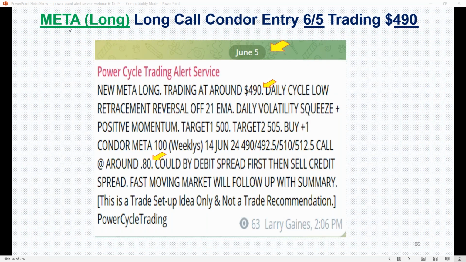Now here's another one that we did. This was a really great trade as well. This was a META long. We set this up on the 5th of June. It was traded at 490.